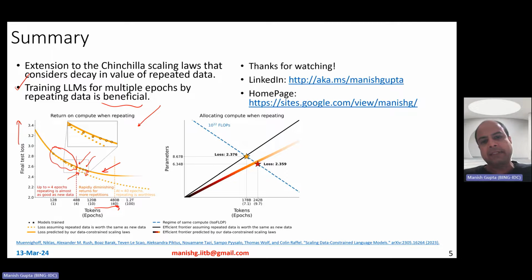Okay. And what you observe, therefore, is that the real data constraint frontier is not the x equal to y line or alpha equal to beta line when you compare increasing the number of parameters of a model versus increasing the amount of pre-training data. But it is more of this line, which prefers training smaller models with increased number of epochs, smaller models with increased number of epochs.